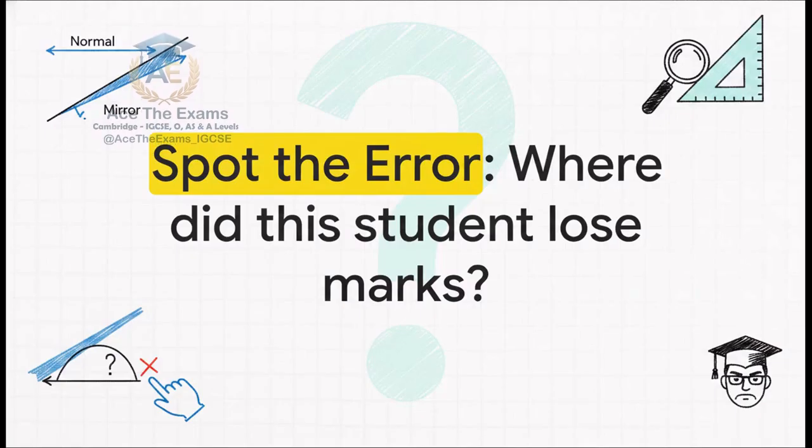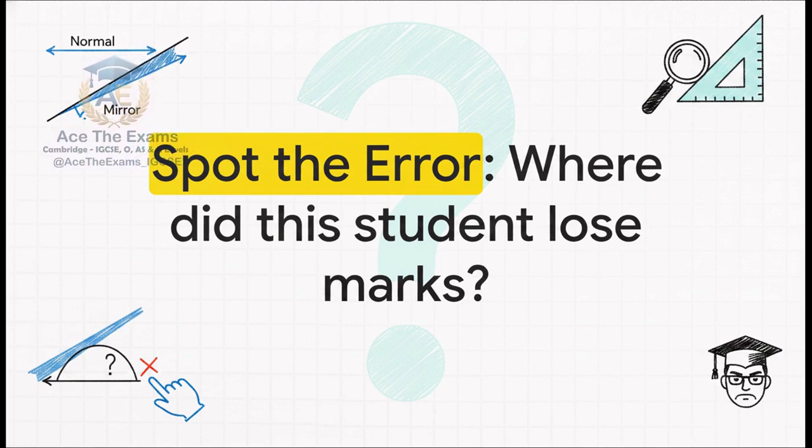All right, let's do a quick challenge. Put on your strict Cambridge examiner hat for a second. Try to spot the error here. Where exactly did this student lose their mark when they were trying to measure the angle of reflection? Look really closely at where that angle arc is actually drawn.